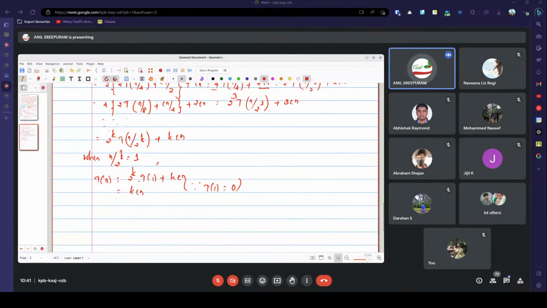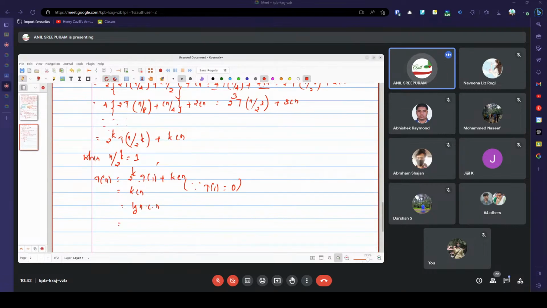Now k is what? n by 2 power k is 1. So k is logarithm of n to the base 2. So it is log n into c into n.